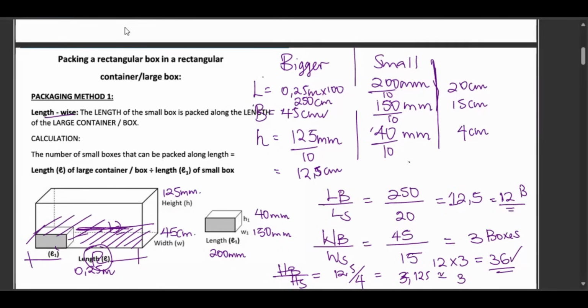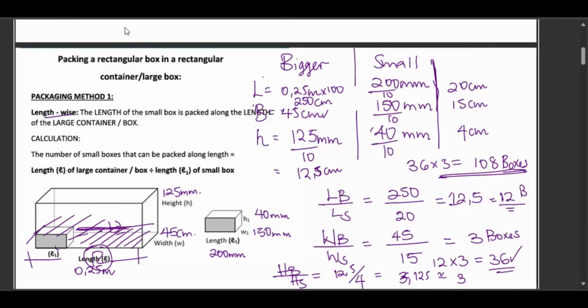So all in all, how many boxes shall we have? We shall have 36 times 3. So one big box will take 108 smaller boxes. I hope you have understood what we are dealing with.